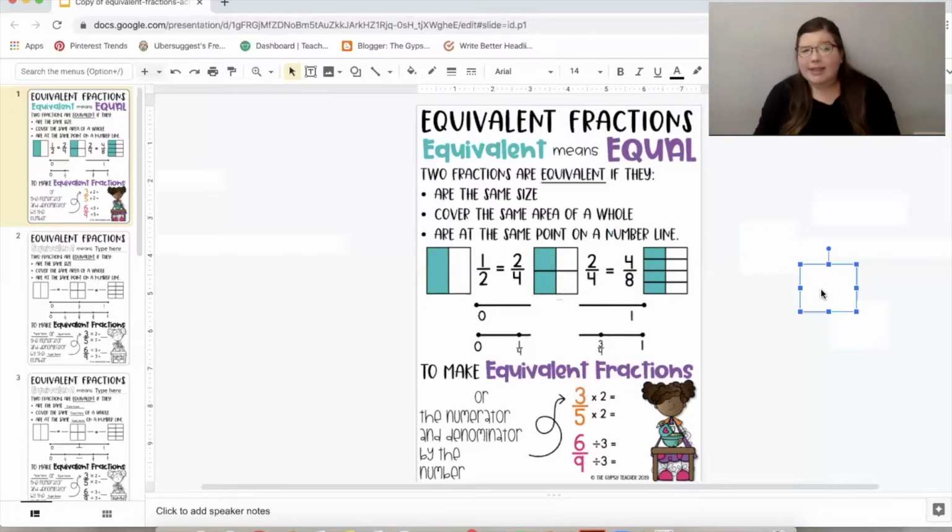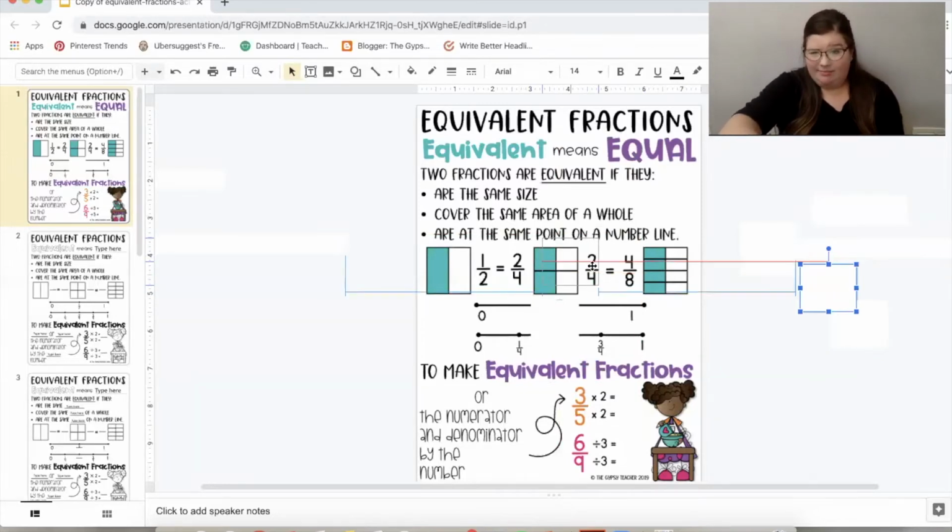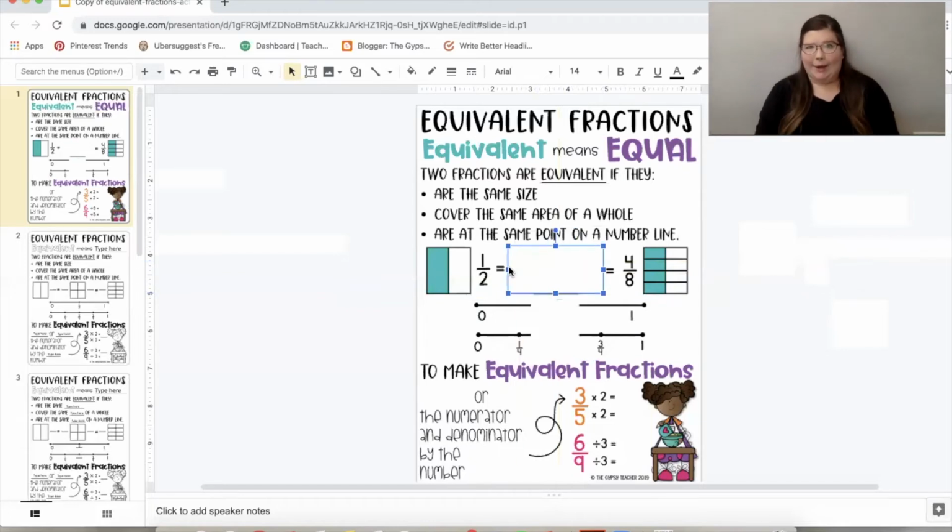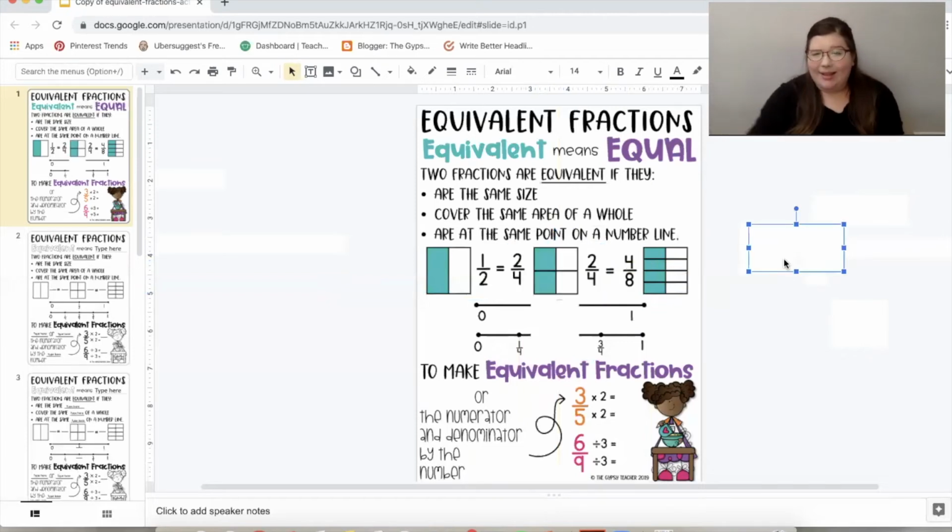So 2/4 equals 4/8. So guess what else that means? We can take out the 2/4 part. 1/2 equals 4/8 too. Yeah, because they're the same size, they cover the same area of a whole, and they also are the same point on a number line, which is what we're going to look at next. So if you don't have that filled in, go ahead and pause this and fill that in. So we know that 1/2 equals 2/4, and 2/4 equals 4/8.